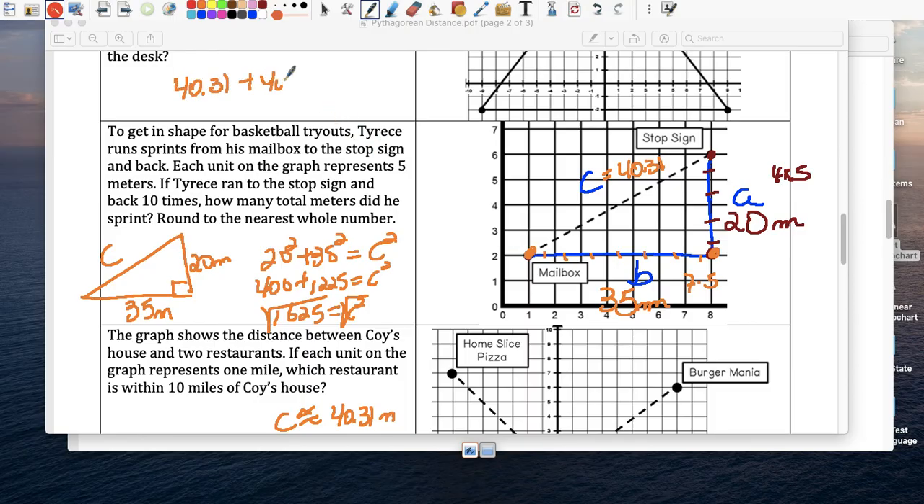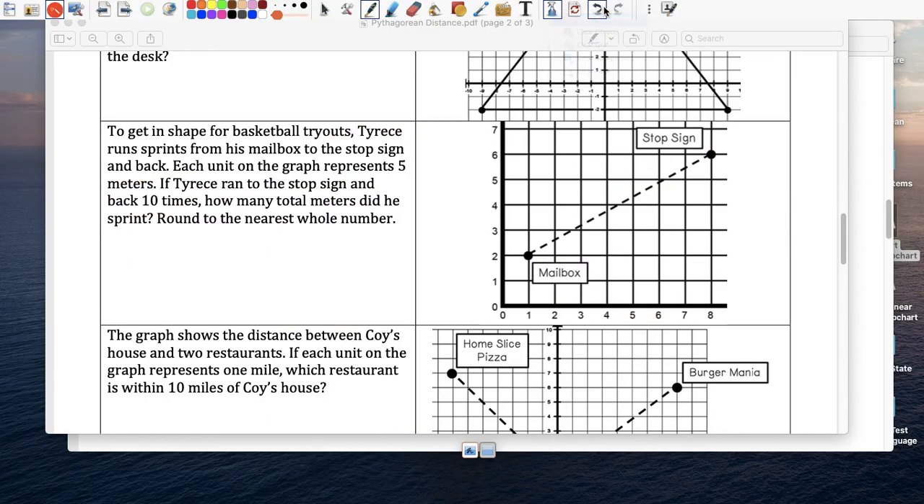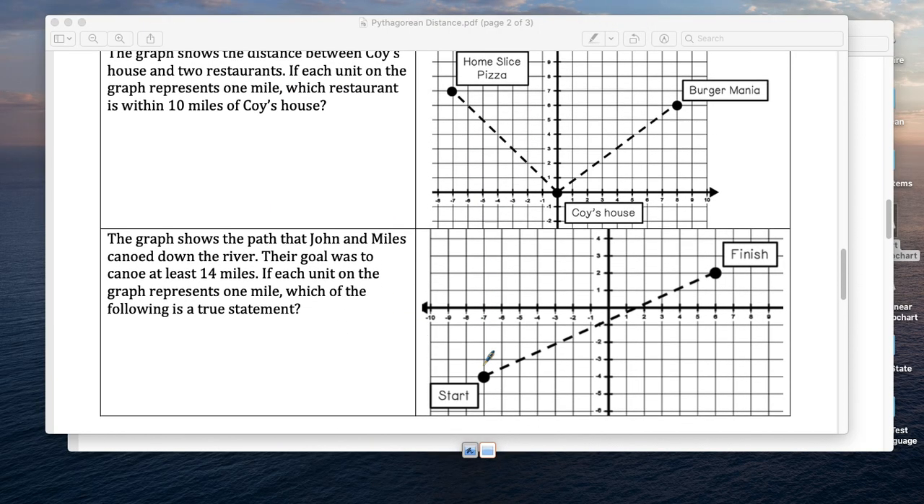It's 40.31 plus 40.31, because he has to go to the stop sign and come back. So that's 80.62. Think of it as 1 trip, and he does that 10 times, so we multiply that by 10, and we're going to get 806.2, if that's the case. Or if you just count, I don't know what the answer is. It depends on how you interpret this particular section right here. Okay, 2 more questions.